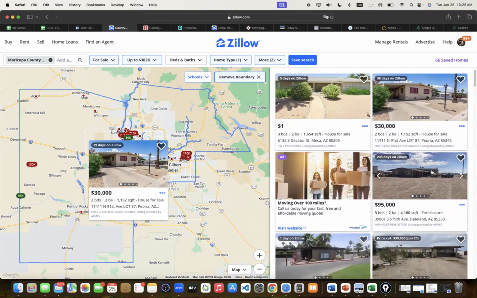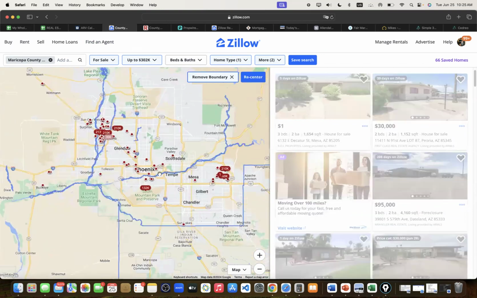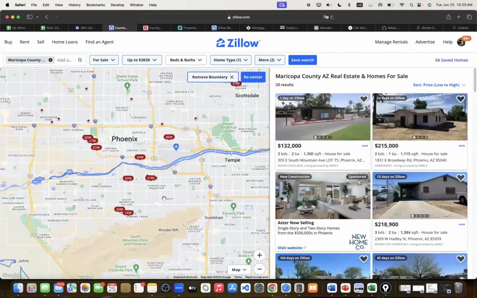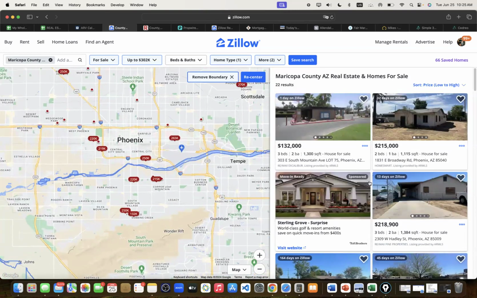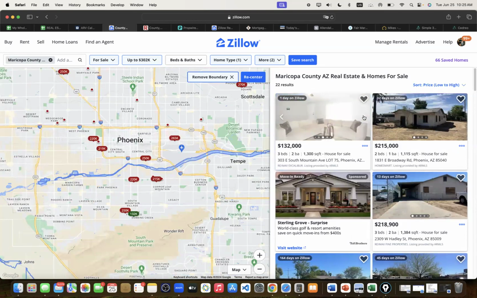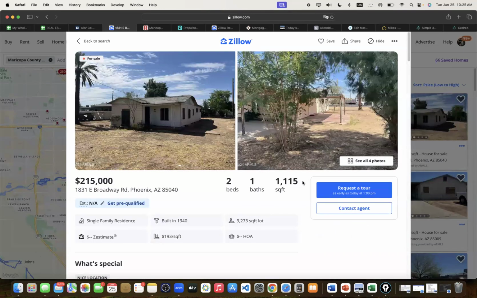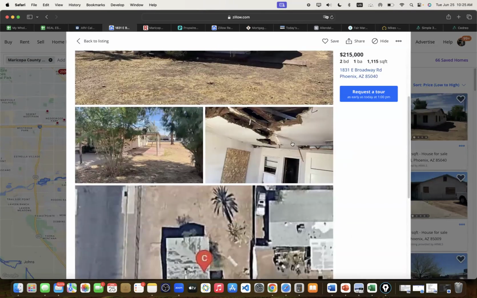We have this $95,000 one, but it's all the way out here in the skirts. So I'm going to look specifically in the city of Phoenix because that was our area. We got a total of 22 results, so let's check out these 22. This is a mobile home. We have this home right here. This one's not bad. 15 square footage, very few pictures.